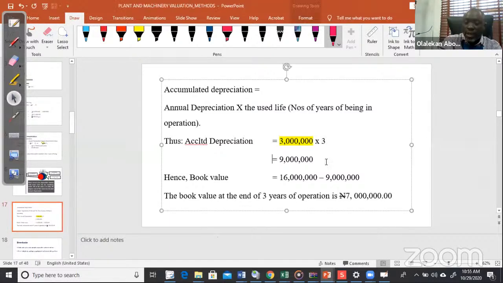When you get your accumulated depreciation, you remove it from cost. That will give you your book value, which is exactly what we have demonstrated before now.